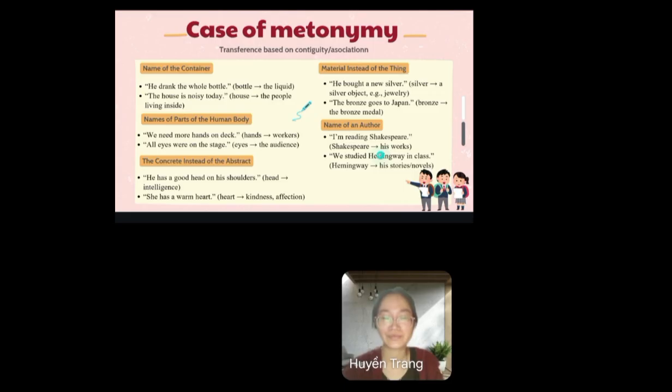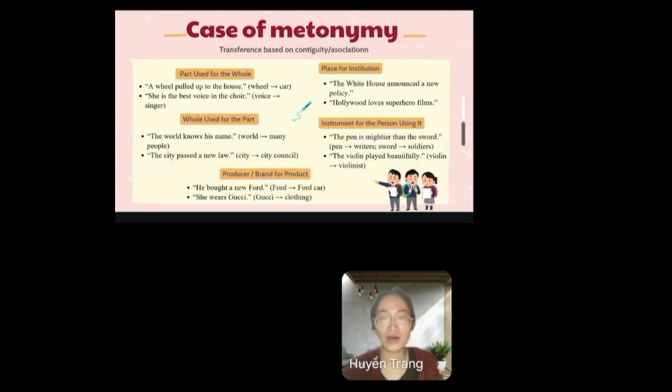Moreover, part-whole relations can also represent metonymy. For example, a new set of wheels pulled up to the house. Wheels means a car because wheels are an important part of the car. Or the world knows his name means many people, not the entire planet.